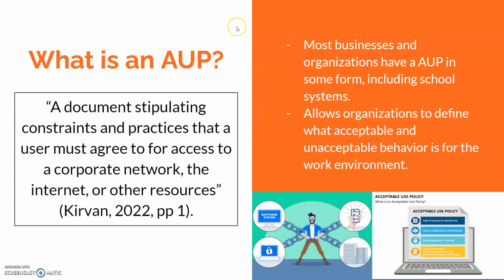So first off, what is an AUP? You can't really talk about something if you don't really understand what it is. An AUP is a document stipulating constraints and practices that a user must agree to for access to a corporate network, the internet, or other resources. In other words, it's essentially a legal document that you agree to follow in order to use technology like computers, software, programs, pretty much everything that we use on a daily basis here in school.